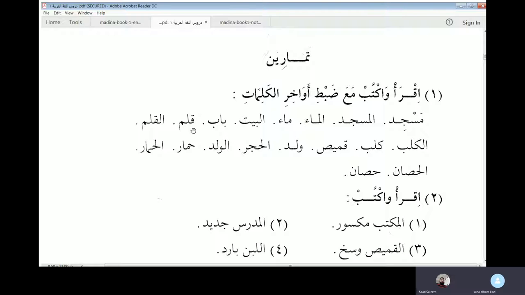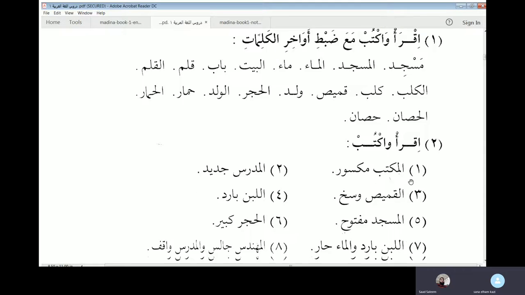A door. Qalamun, a pen. Al qalamu, the pen. Al kalbu, the dog. Kalbun, a dog. Qamisun, a shirt. Waladun, a boy. Al-Hajaru, the stone. Don't use the nunation. Okay. Al-Waladu, the boy. Himarun, a donkey. Al-Himaru, the donkey.